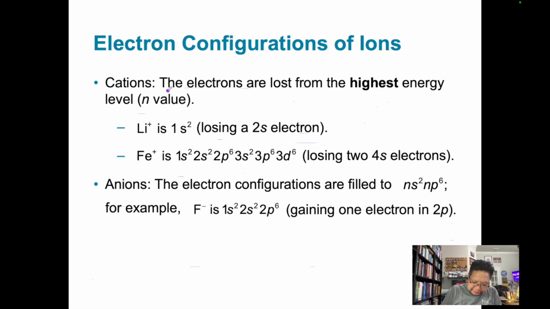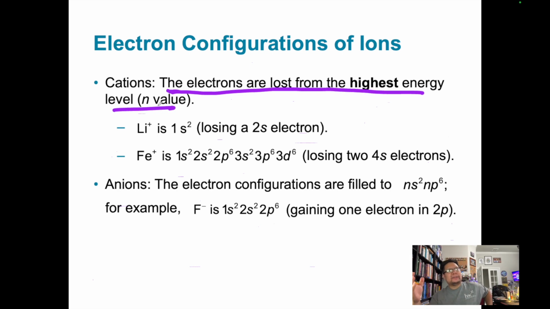So, cations, what about them? The electrons are lost from the highest energy level, right? So the n equals the highest number they have, which is basically where their valence shell is. That's where they lose their electron from. For lithium, the lithium plus ion is 1s2, and it's because it lost the 2s1 electron it had to some kind of nonmetal, because its original electron configuration was 1s2, 2s1, remember? And so it lost a 2s electron.